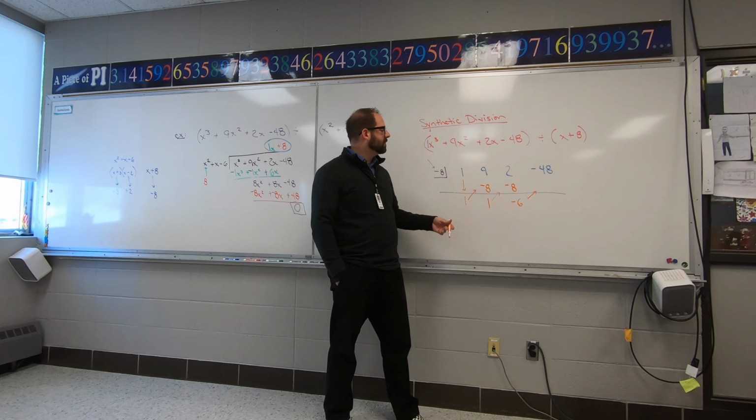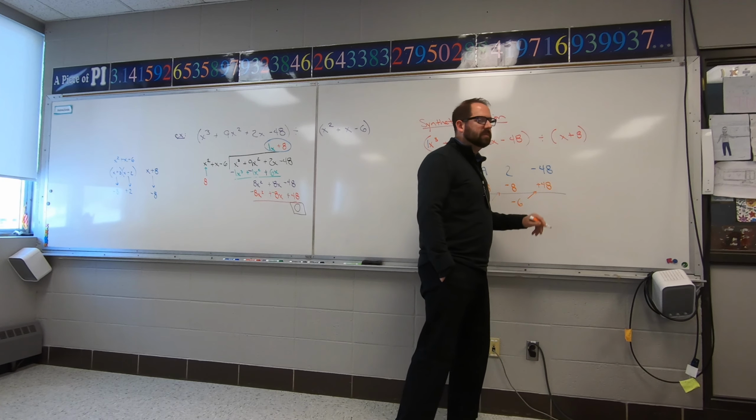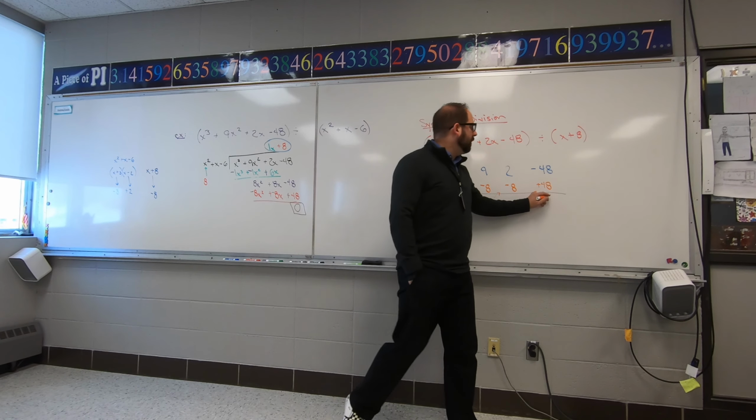Multiply by the number in the box. So -6 times -8, that's positive 48, because negative times a negative is positive. You add straight down and voila.